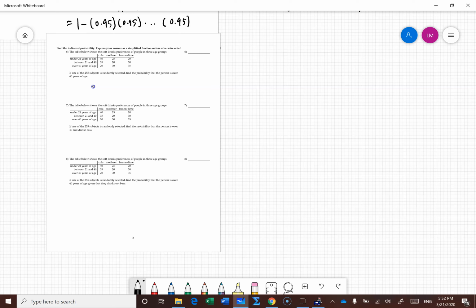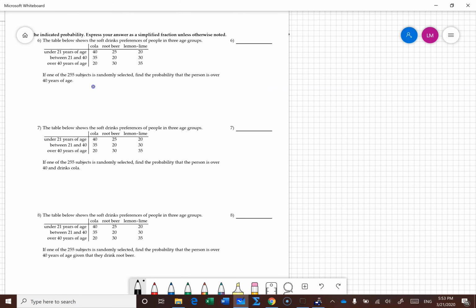Now, what this one says here is that you get 85 people here, also 85, and 85. That means you have 85 people under 21, 85 between 21 and 40, and 85 people over 40.